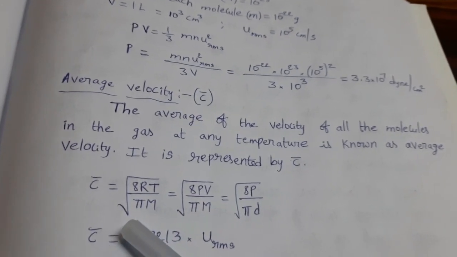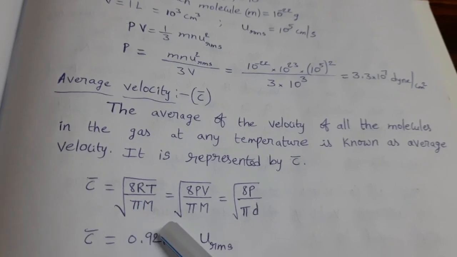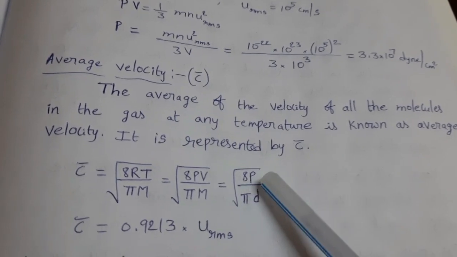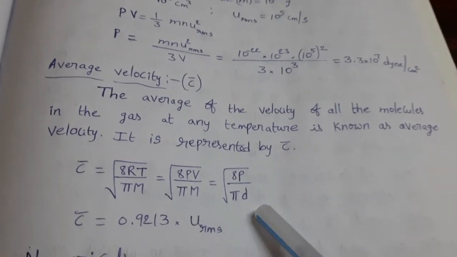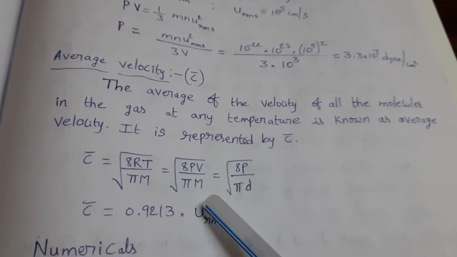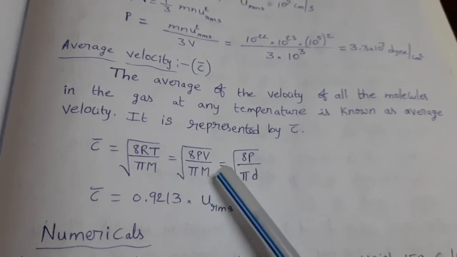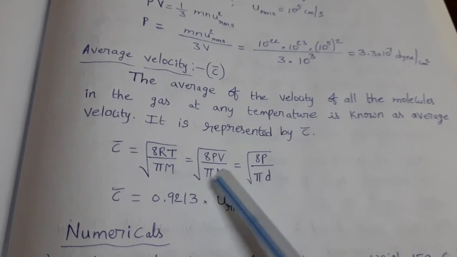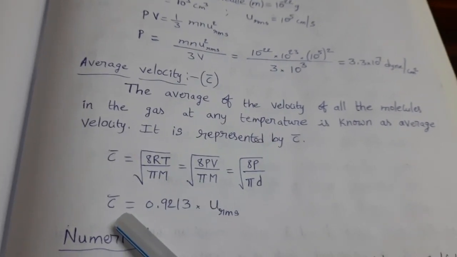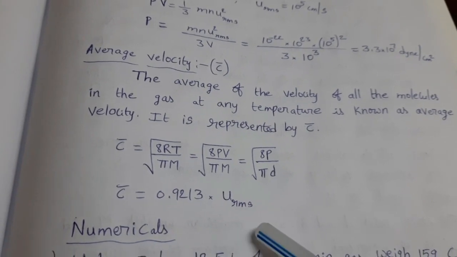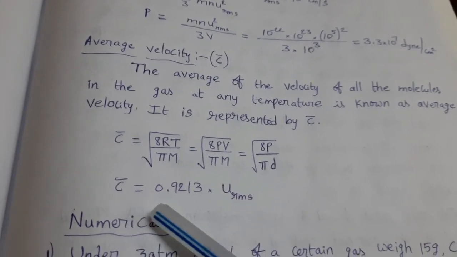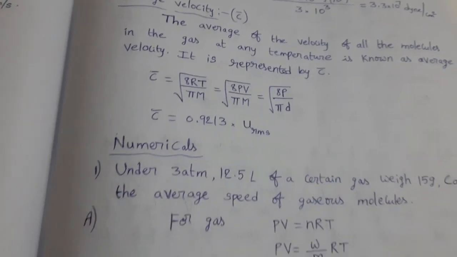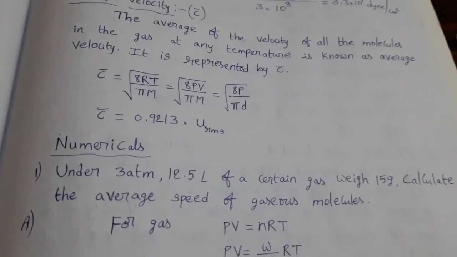Formula: C bar equal to root of 8RT by pi m, that equal to root of 8PV by pi m, that equal to root of 8P by pi d. D means density, m molar mass, V volume, P pressure. Pi is 22 by 7 or 3.14. See the relation between average velocity and RMS velocity. C bar equal to 0.9213 into RMS velocity. Now see the related numericals.